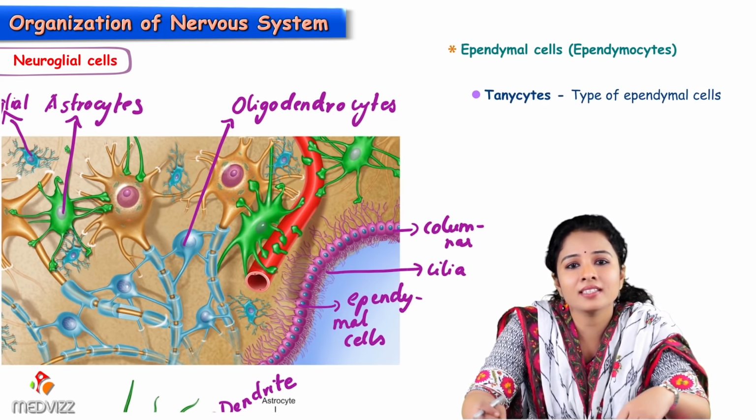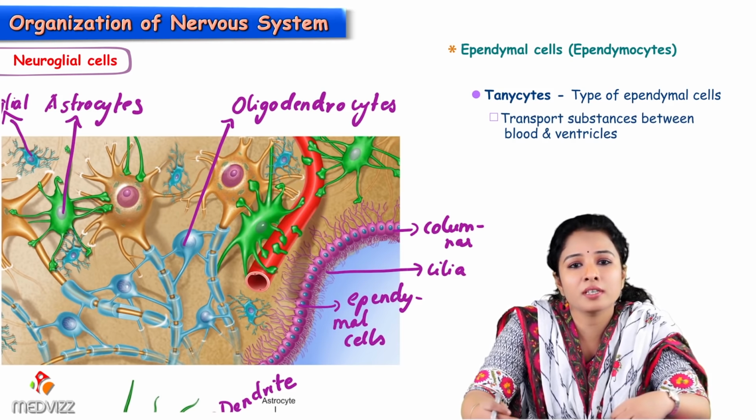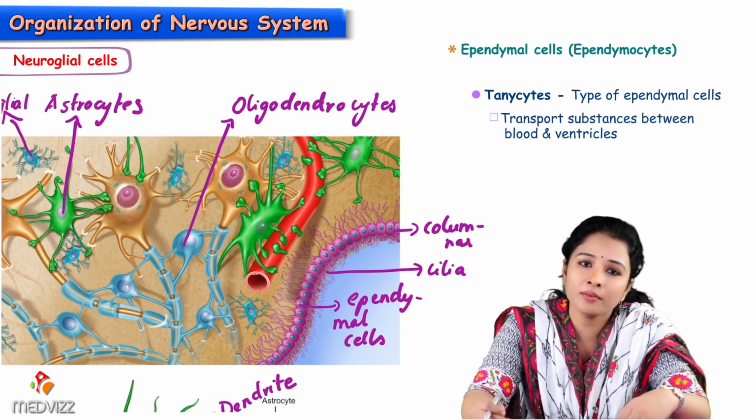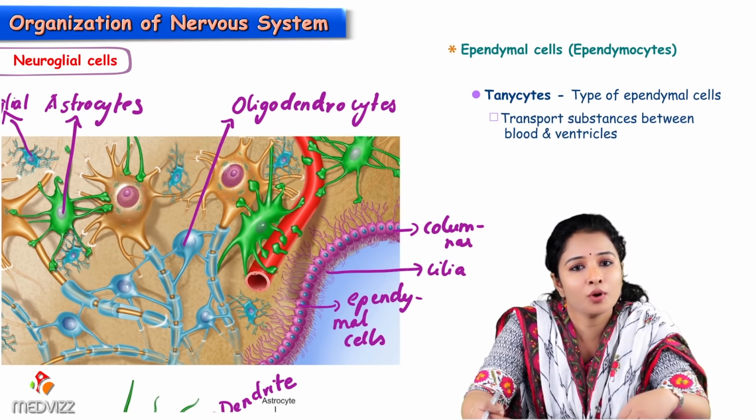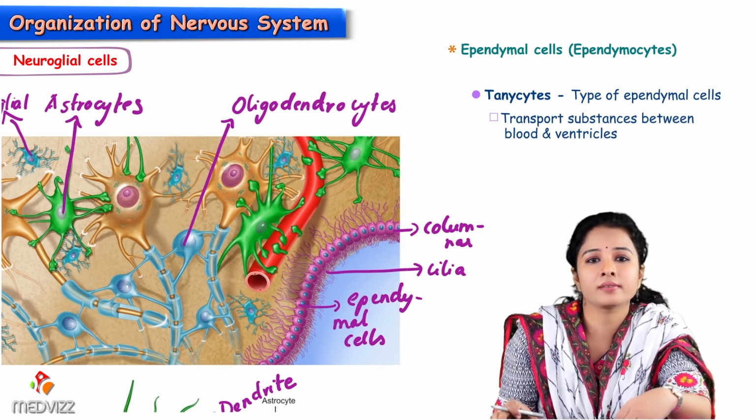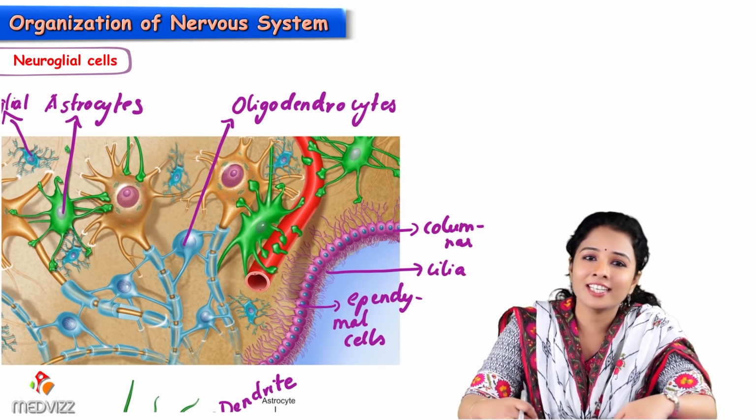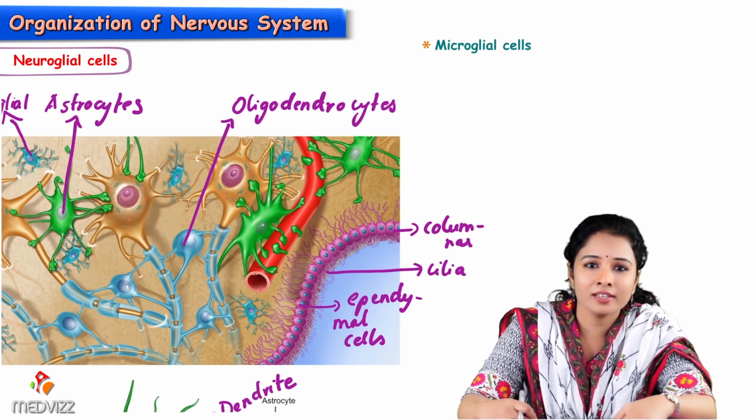Tanycytes. Tanycytes are the type of ependymal cells which are in contact with the blood vessels, and their main function is to transport substances between the blood and the ventricle. So, they are also modified ependymal cells. Now, the last variety of the glial cells are microglial cells.